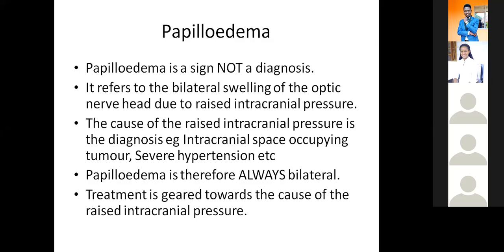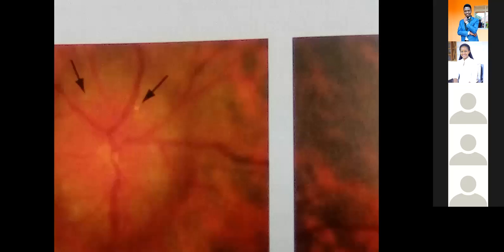Papilloedema is therefore always bilateral, unlike papillitis, which is usually unilateral, because if there's raised intracranial pressure, the pressure is transmitted equally through both optic nerves. And so the swelling of both optic nerves must appear. The treatment for papilloedema should be geared towards the cause of the raised intracranial pressure. So you can see there, as you look at the picture, the optic nerve head is swollen, but in this case, it's not due to inflammation. It's just due to accumulation of fluid, CSF, because of transmission of pressure from the brain.